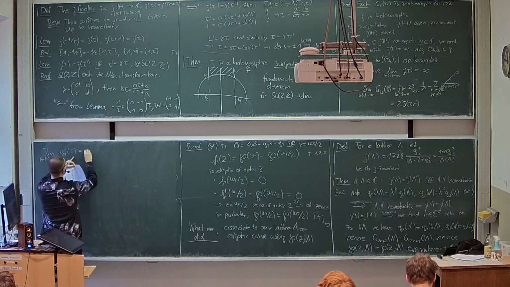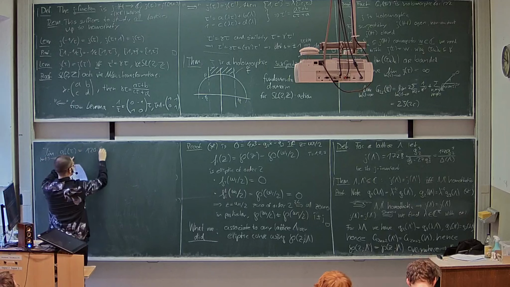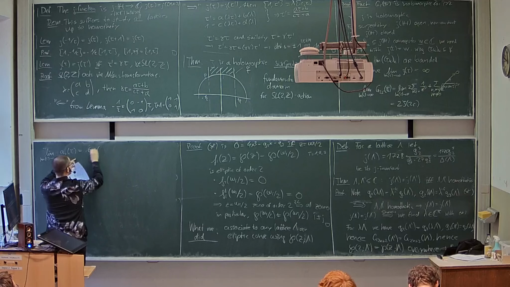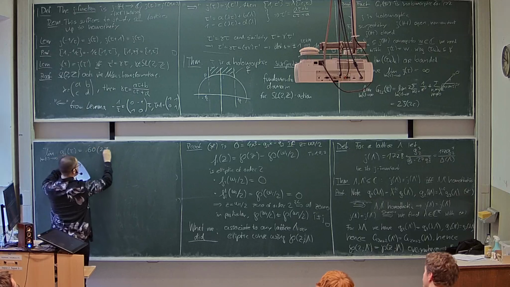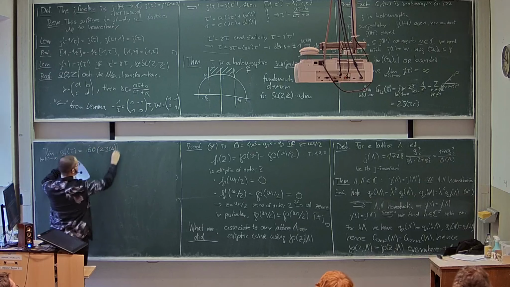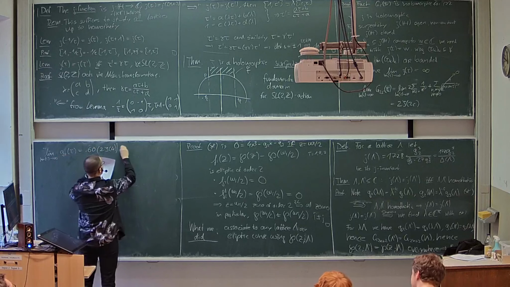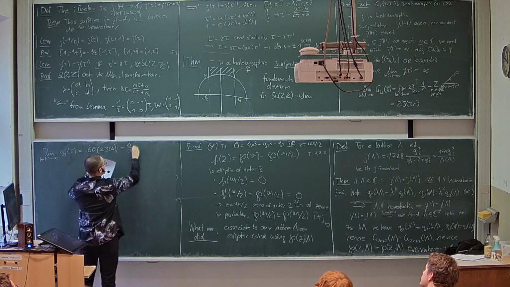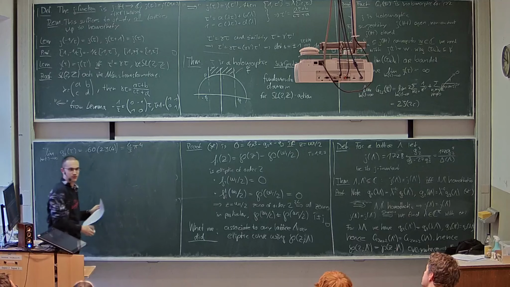So this is 120 times, oh no, sorry, this is 60 times zeta of 4. And just believe very hard that this holds true. This is 4/3 π to the fourth.